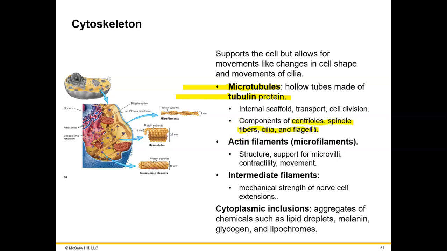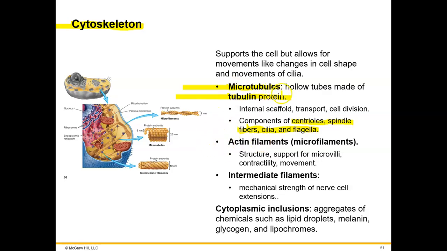And cilia are little hairs. Flagella is one tail. You have flagella in sperm, and then cilia line our respiratory tract and help sweep mucus up and out of our lungs so we don't get lung infections. So the cytoskeleton, it's not bones. It means the skeleton of the cell. Okay, cyto means cell. So the cytoskeleton supports the cell but allows for movements like changes in cell shape and movements of cilia across the surface of the cell.